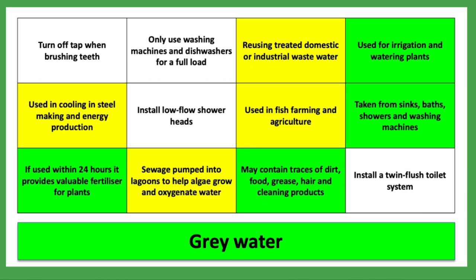What we would like you to do now is work out what links the last four. So we've got turn off the tap when brushing teeth, only use washing machines and dishwashers for a full load, install low flow shower heads, and install a twin flush toilet system. What links these remaining four on the screen? I'll just give you a moment. If you need a bit longer, then please pause. So what links our last ones?